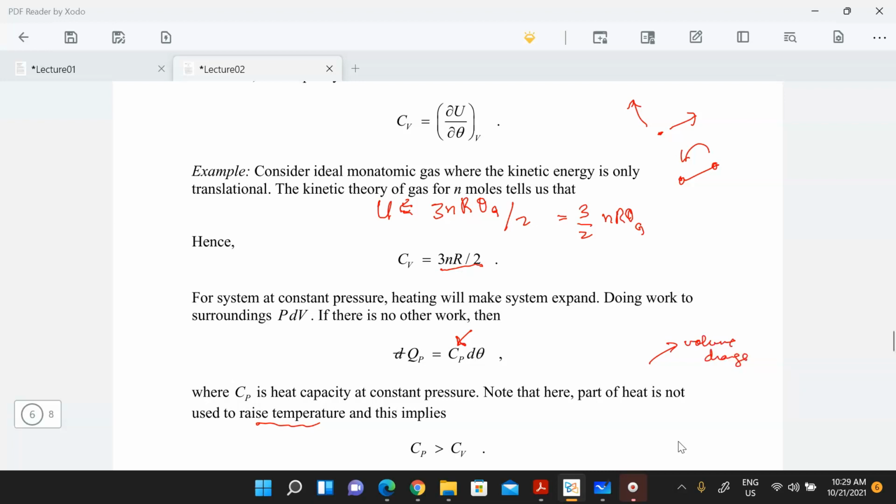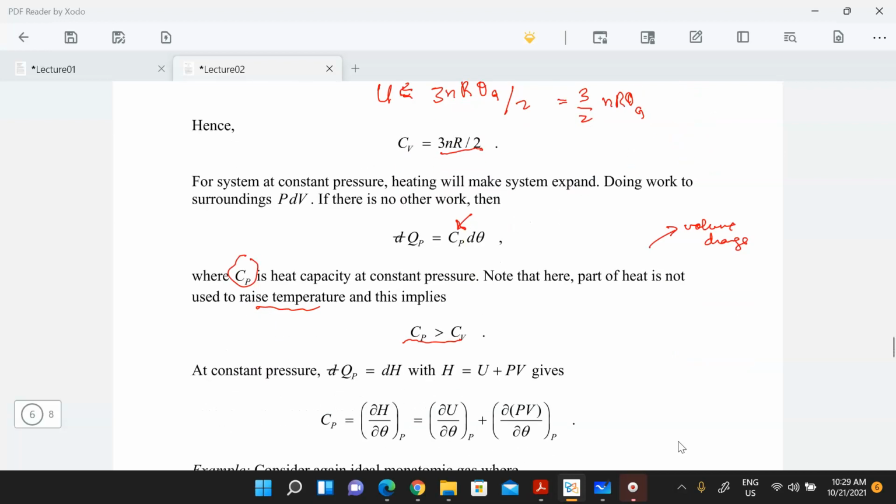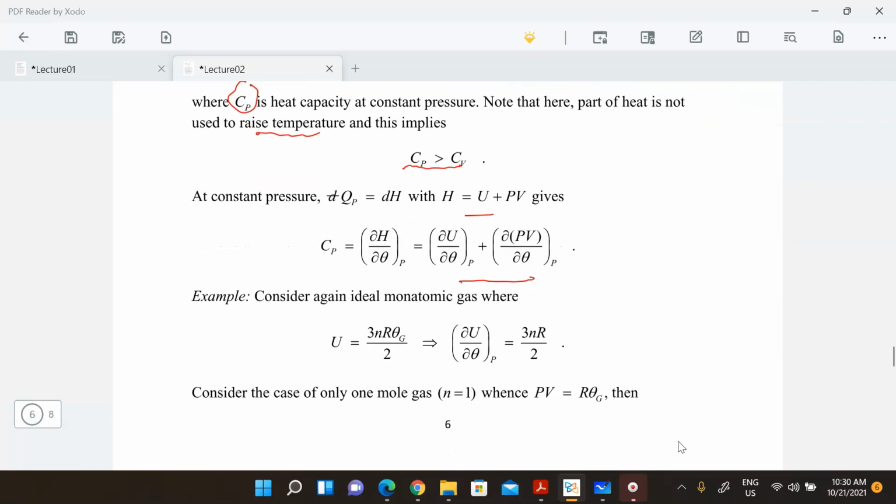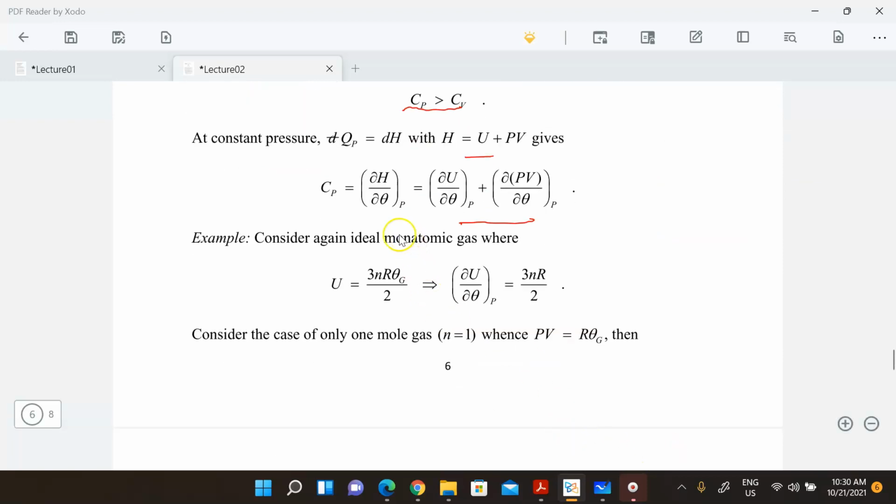Okay, so in other words, you expect this quantity Cp to be bigger than Cv. So let's look at the case of, again, the ideal monatomic gas. Cp in general will now be given by this, the dh/dθ here, and then your h is given by u plus pV, so you get that. For the case of the monatomic gas, you have that. Okay, the missing equation earlier.